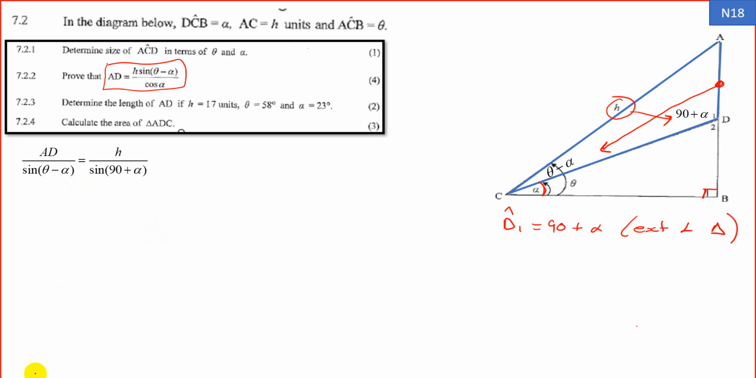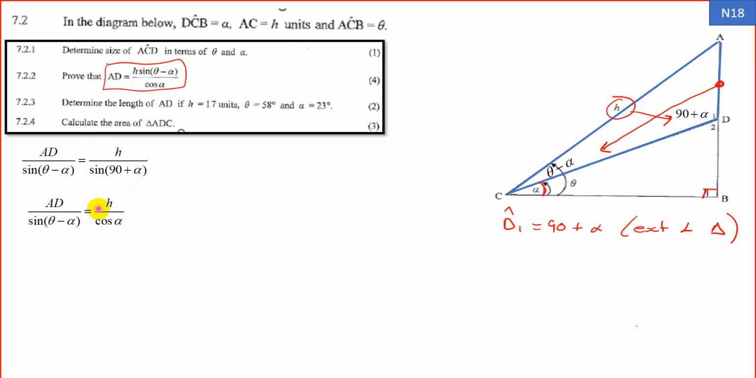Now, if we examine this, you will notice that we have a fraction and we can cross multiply. But before we do that, we also notice that sine of 90 plus alpha, we can use co-ratios, complementary angles, and change that sine to cos. So we have AD over sine of theta minus alpha is equal to h, and I've changed sine to the complement, which is cos alpha.